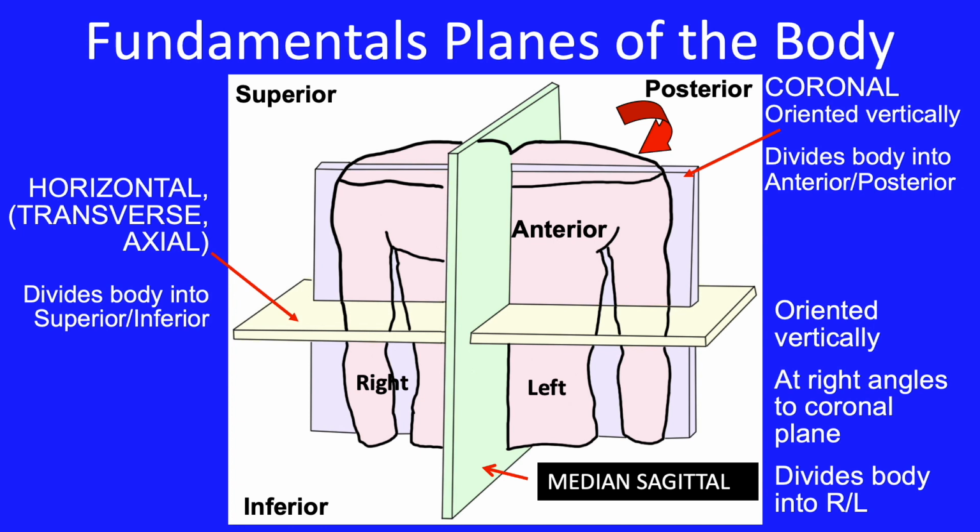This plane separates the body into right and left. The median sagittal plane is the precise midline of the body. If the plane is deviated to either side of the precise midline, then the plane is simply known as a sagittal plane.